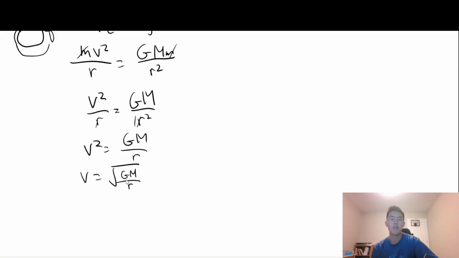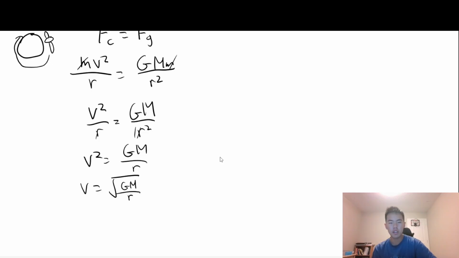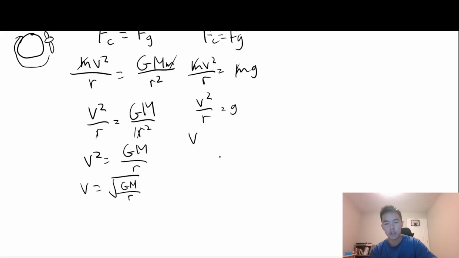Anyways, the more useful one here is that we're equating Fc with Fg. So mv squared over r is equal to mg. And these two cancel out, so v squared over r equals g. V equals root gr.